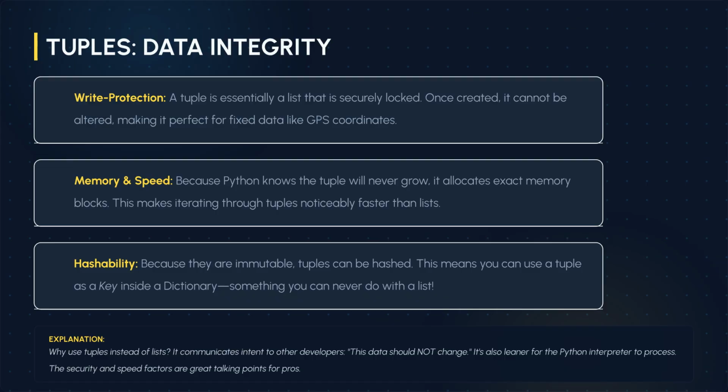shift in memory. Tuples are lists with data integrity. They are write-protected, meaning once created, they cannot be altered. This immutability allows Python to allocate exact memory blocks, making iteration faster than lists. As immutable objects, tuples are also hashable, allowing them to be used as keys in a dictionary.